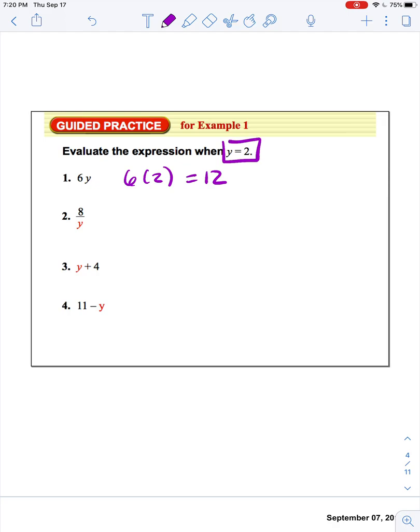In these, it's asking us to use y equals 2. So every place there's a y, I'm plugging in a 2. It also asks us to evaluate. So once I've plugged in the 2, I'm getting the number answer to that expression.